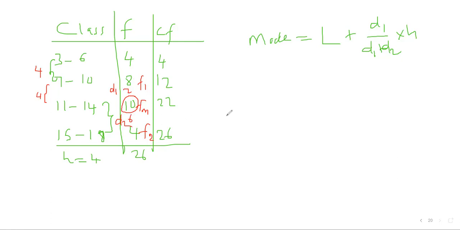Do we get that? Then the L, the lower bound. First thing, identify the highest number and put FM. The number above it is F1, and the number below it is F2. Then using the FM, you go to the classes. The lower boundary is your L.